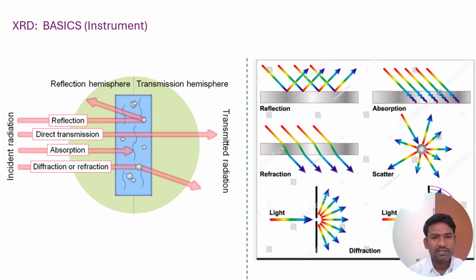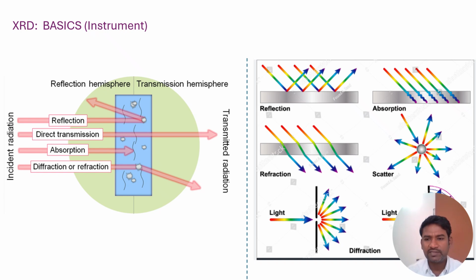Namely reflection. If the X-ray hits the sample and gets back to the original state, it's called reflection. And there is a transmission possibility, which means the X-ray can penetrate through the sample, that's called transmission. Sometimes the X-ray can be absorbed, that phenomenon is called absorption, and sometimes it will get refracted, that's called diffraction or refraction. So here we can see the different possible phenomena that can occur when we pass the X-ray on the sample: reflection, absorption, diffraction, scattering, and refraction. So all these phenomena are possible.